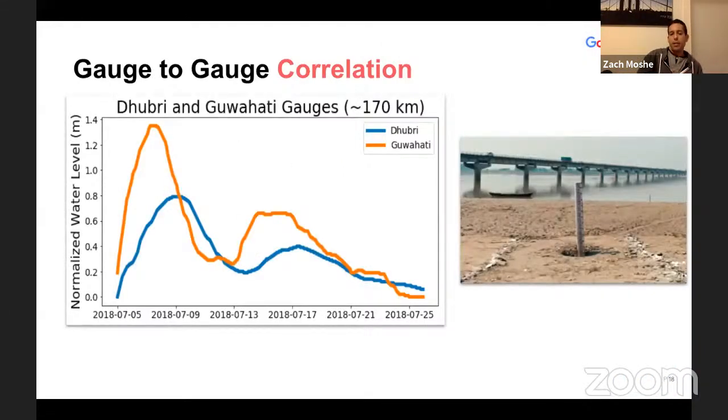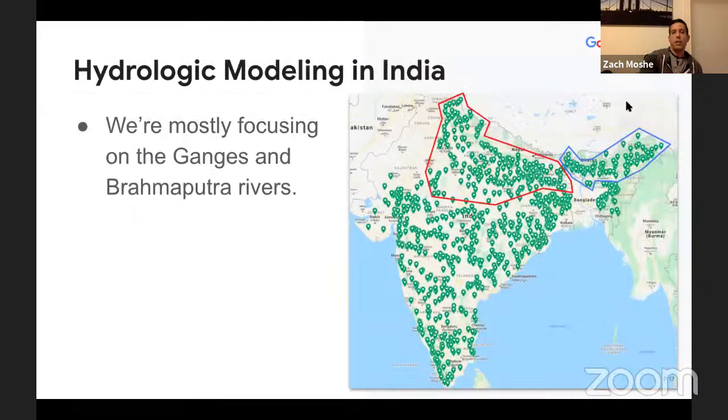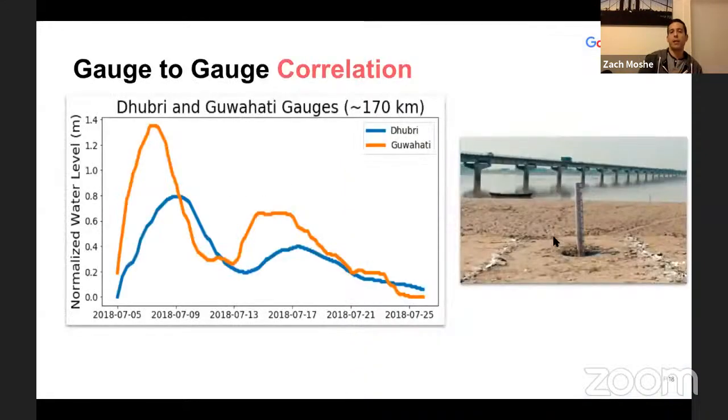So I've mentioned, we see it here in the previous slide, that we have a lot of gauges. Let's just take the Brahmaputra because that's the example that we have in the next slide. We have a lot of gauges on the Brahmaputra. And what you could immediately ask, and that would be a perfect question, is let's look at the correlation between gauges. Dubri is the most downstream gauge of the Brahmaputra before you enter Bangladesh, which is a different country, so we don't have its data. So Dubri is the most downstream, and then Guwahati is like 170 kilometers upstream.